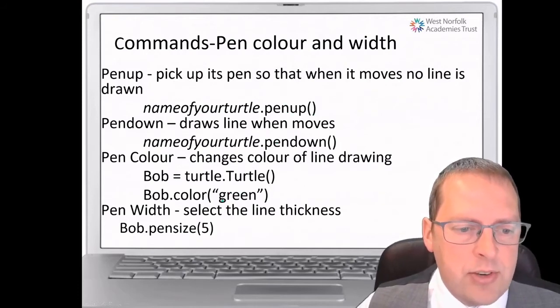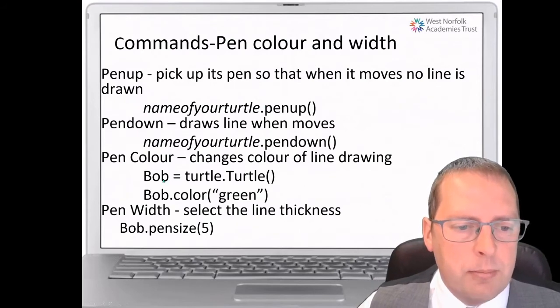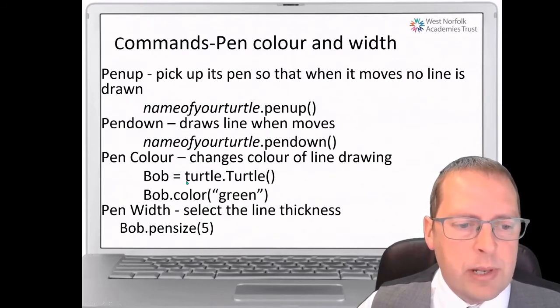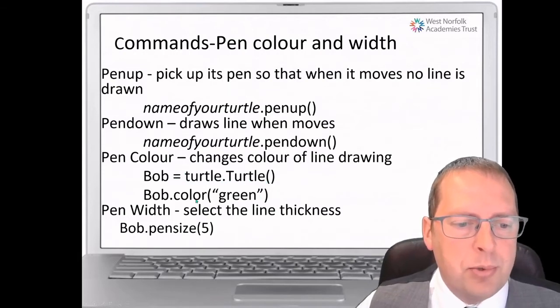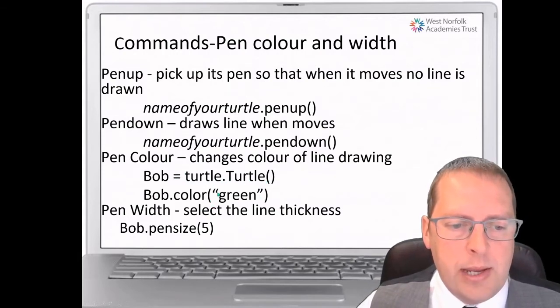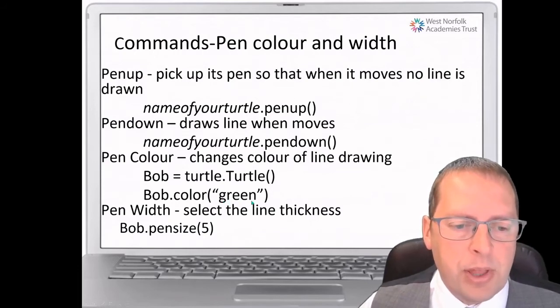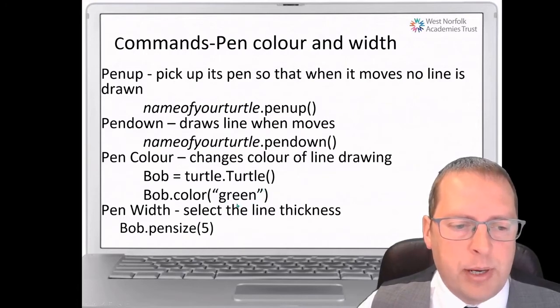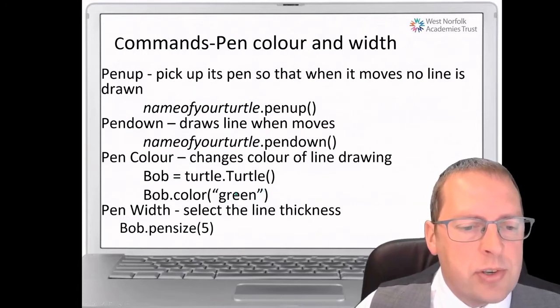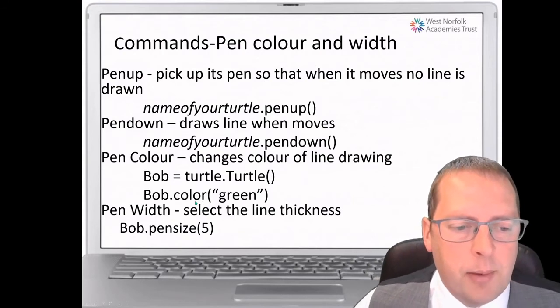When it comes to changing color, we've got Bob equals turtle.Turtle. Remember the lowercase t and the capital T, open brackets, close brackets. Bob.color, bracket, speech marks, the colour you're using. There are some predefined colours in Python that it will allow. Green is one of those. Speech marks, close brackets. What I really want to draw your attention to is the spelling of colour.